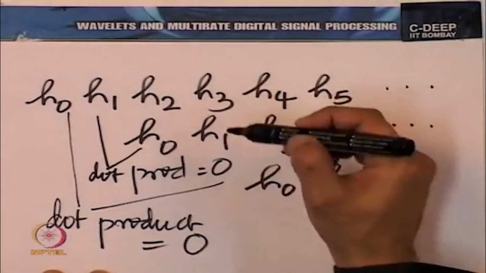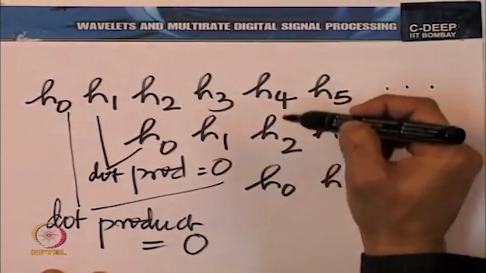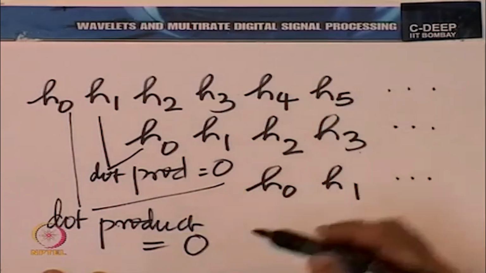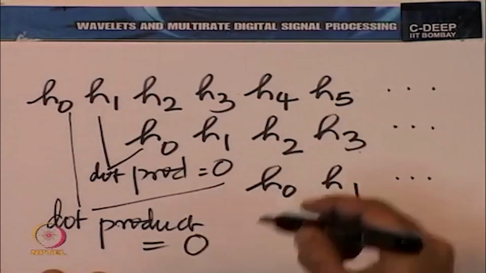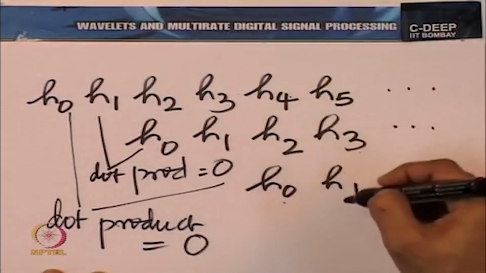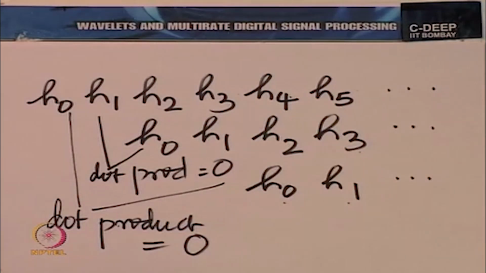H0 times H2 plus H1 times H3 plus H2 times H4 plus H3 times H5 is 0 in this, and H0 times H4 plus H1 times H5 is 0 in this. And these are the only two non-trivial constraints that we have. Two constraints, two free parameters, one can determine them. Simple quadratic equations, this time they are simultaneous quadratic equations involved, little more work, but doable.